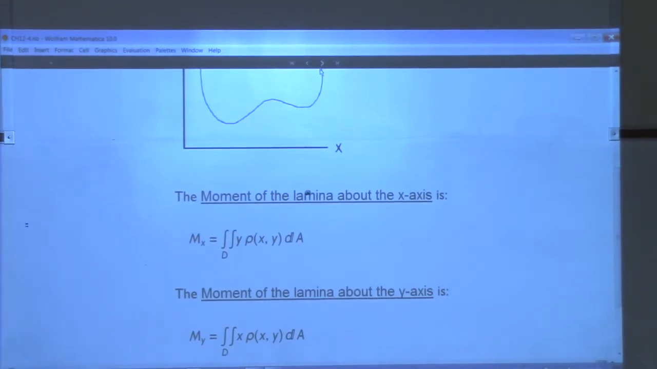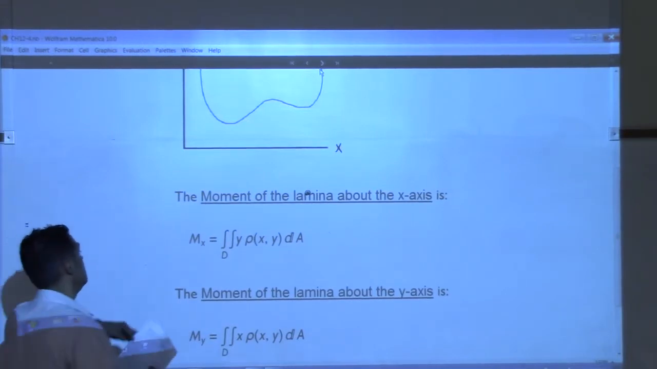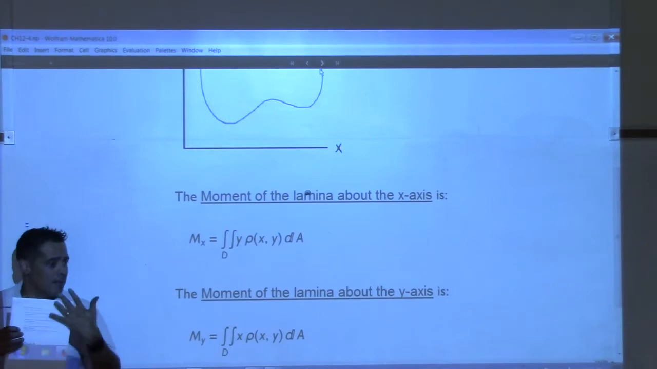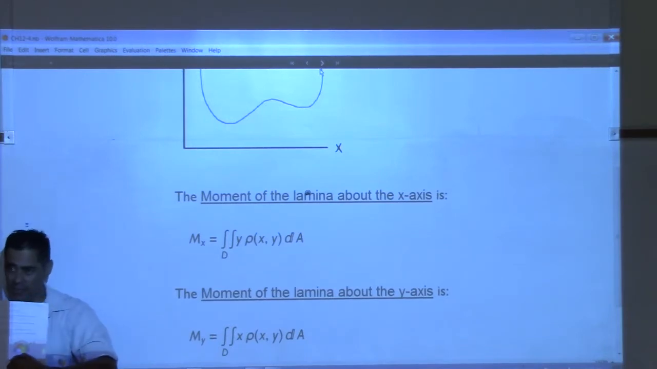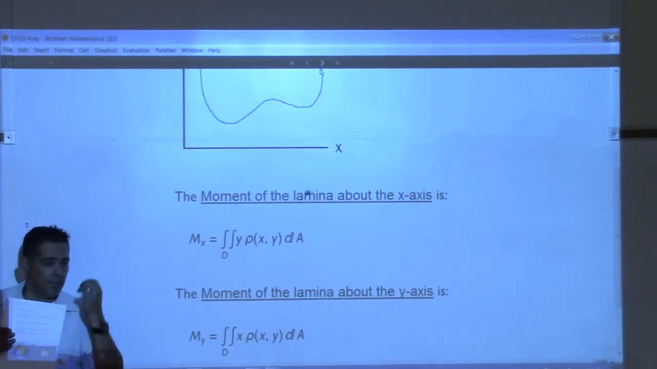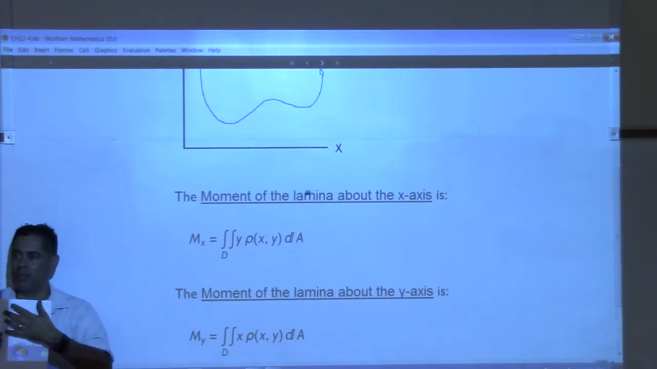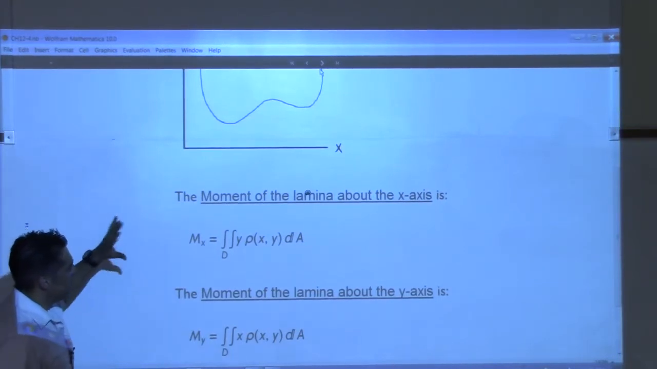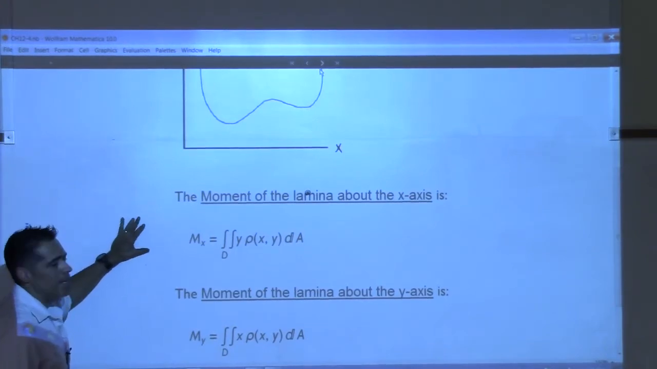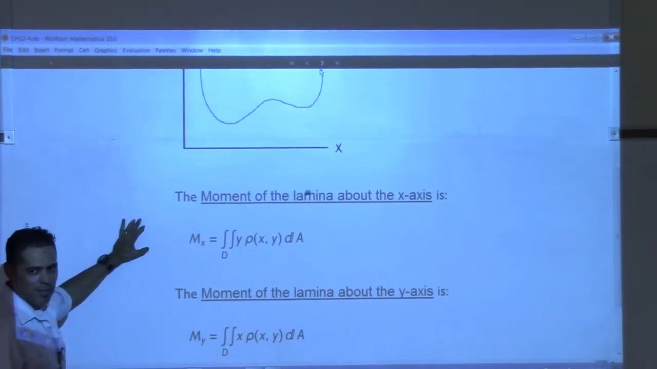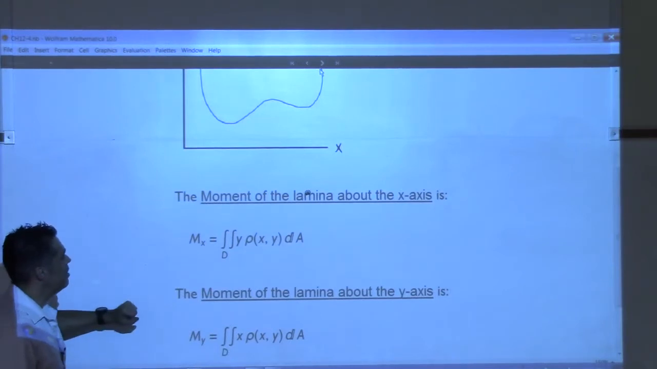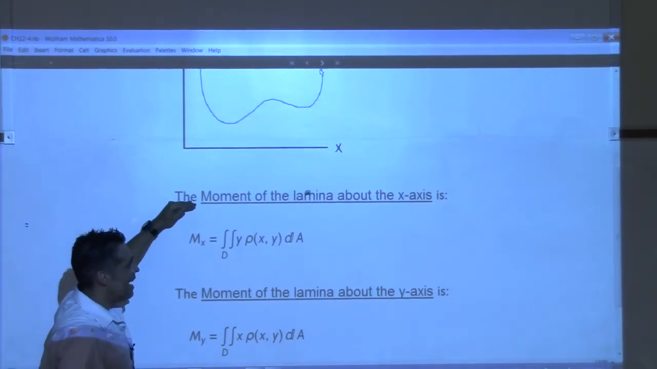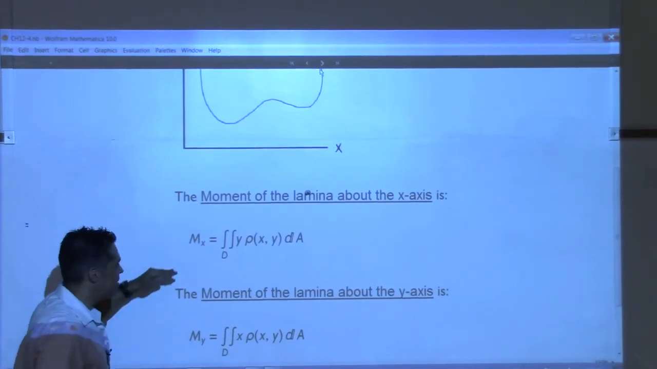All right, so if we have a lamina, we have the ability to calculate its mass if we're given the density at every point. If we're given the charge density, then we can calculate the total charge. Then we get to this physics idea of something called a moment. Have you all heard this before? Moment? Okay, so when you have a lamina, we have a moment about the x-axis and a moment about the y-axis.